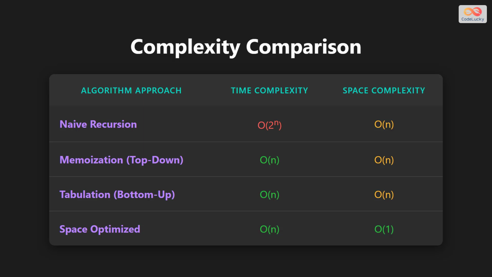Let's compare the results. The naive recursive approach is exponential time, O of 2 to the n, which is unusable for large inputs. Both memoization and tabulation bring this down to linear time, O of n. However, our space-optimized iterative approach is the winner, keeping linear time but using only O of 1 space.